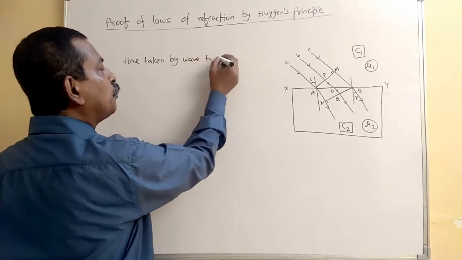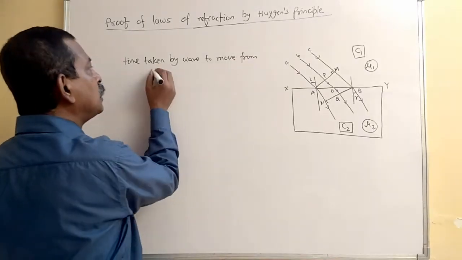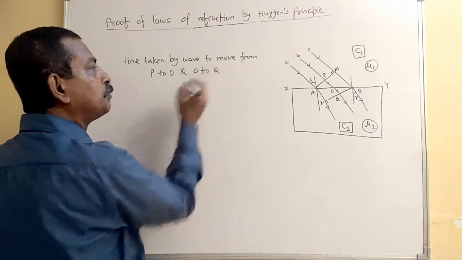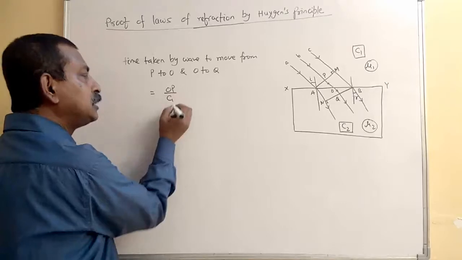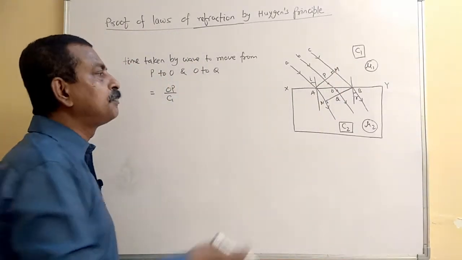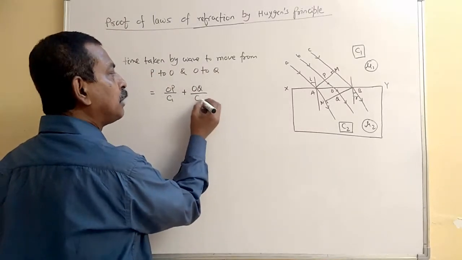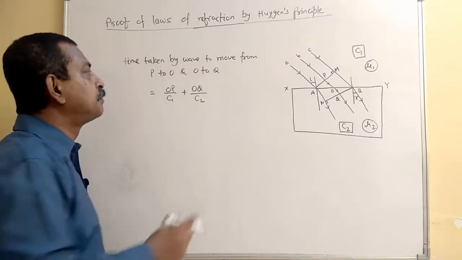to move from P to O and O to Q will be equal to OP by C1, because now we have assumed C1 as the speed of light in the first medium, plus OQ divided by C2, because C2 was the speed of light in the second medium.